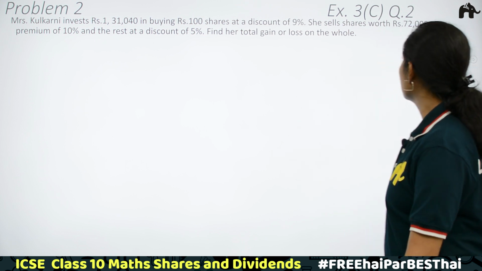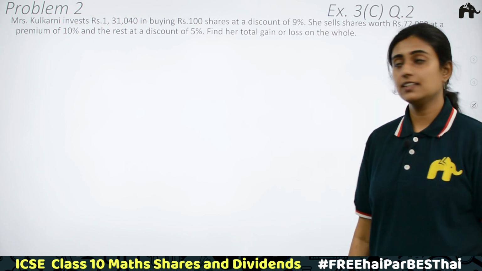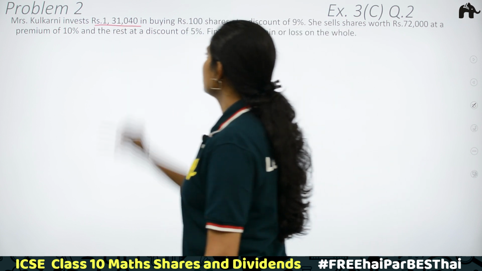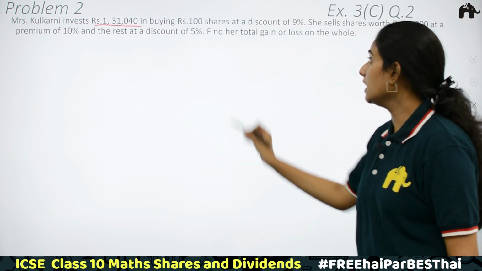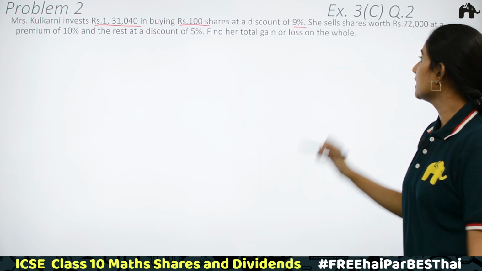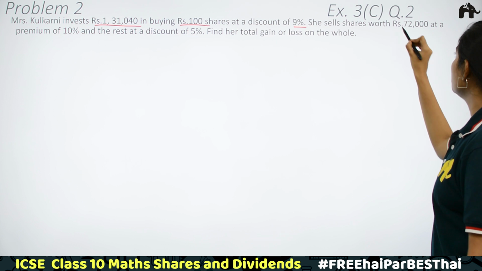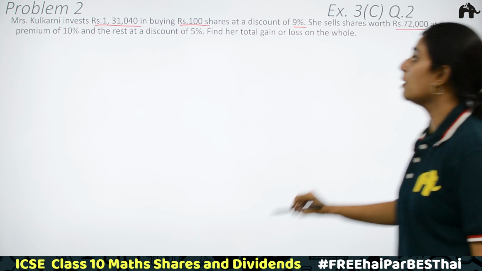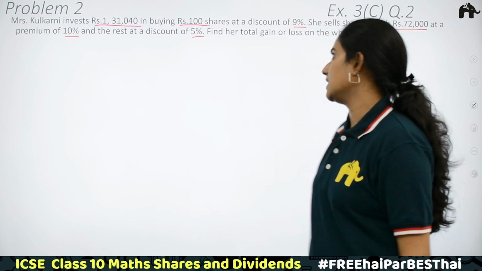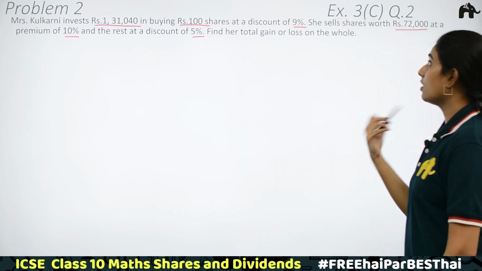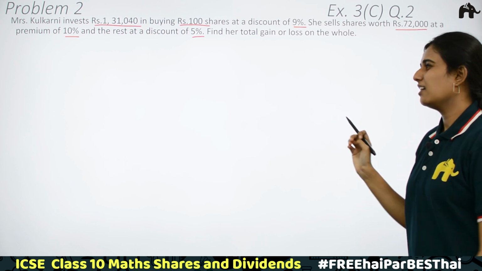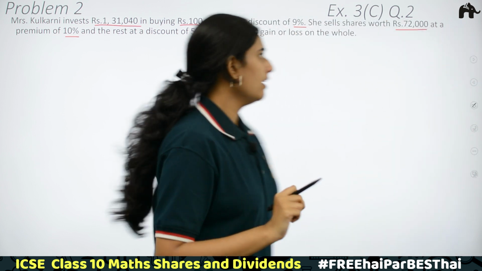Problem 2. Question number 2 of exercise 3C. Ms. Kulkarni invests rupees 1,31,040 in buying rupees 100 shares at a discount of 9%. She sells shares worth rupees 72,000 at a premium of 10% and the rest at a discount of 5%. Find her total gain or loss on the whole. Clear? Is the question clear? This is somewhat a lengthy problem.